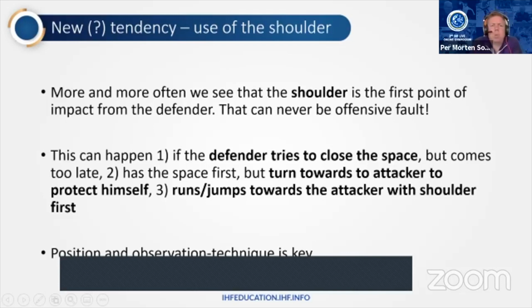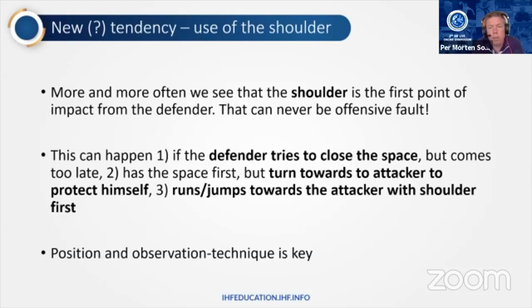This new tendency using the shoulder, more and more often we see that the shoulder is the first point of impact or first point of contact from the defender, and that can never be offensive fault. Of course, it happens if the defender tries to close the space, but he or she comes too late. The defender has the space first, but turns towards the attacker to protect him or herself, or runs or jumps towards the attacker with the shoulder first.